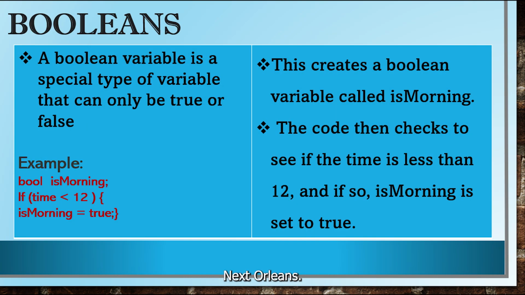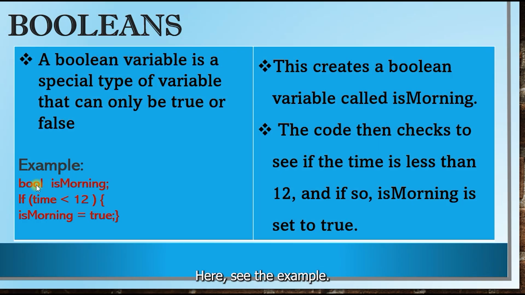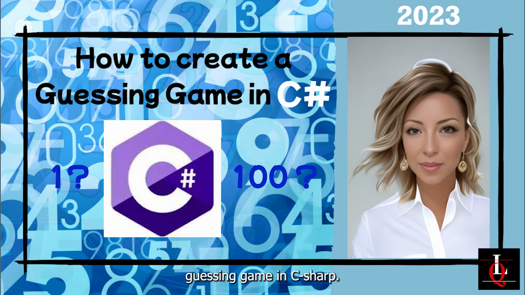Next, booleans. A boolean variable is a special type of variable that can only be true or false. Here, see the example. This creates a boolean variable called isMorning. The code then checks to see if the time is less than 12, and if so, isMorning is set to true. Now let's create a number guessing game in C#.